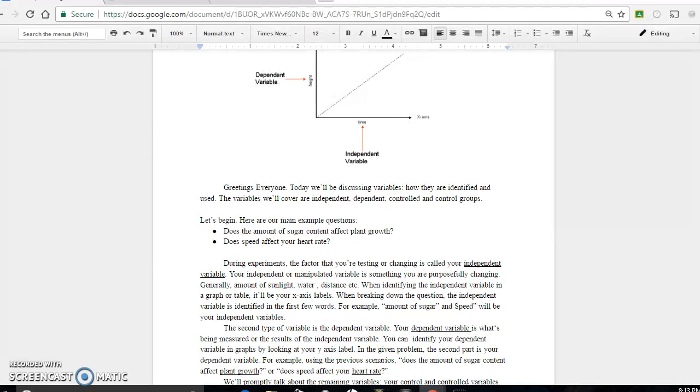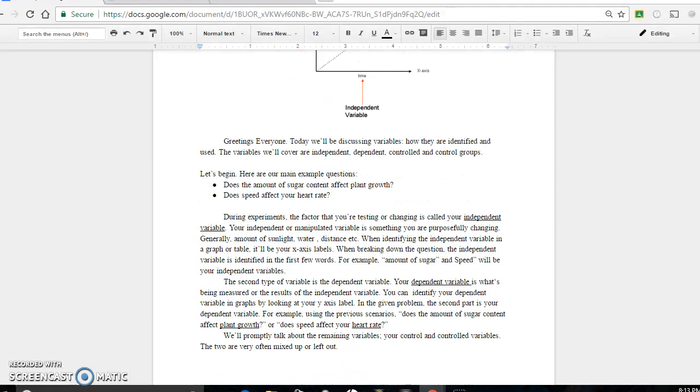So our couple topics today are going to be, does the amount of sugar content affect plant growth, and does speed affect your heart rate? So pretty simple questions that you can clearly answer.